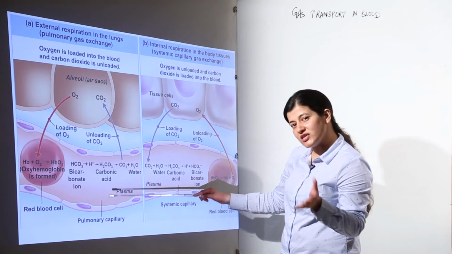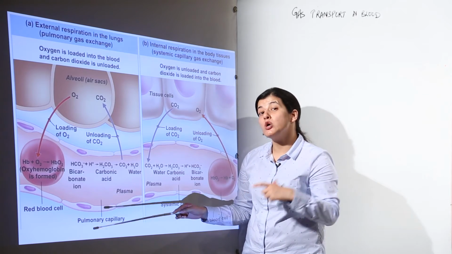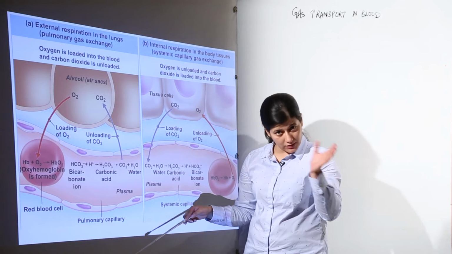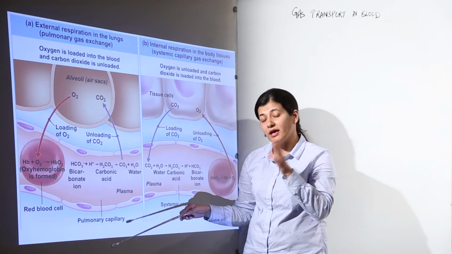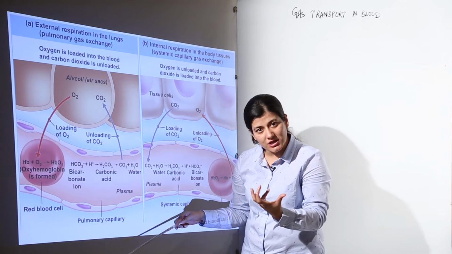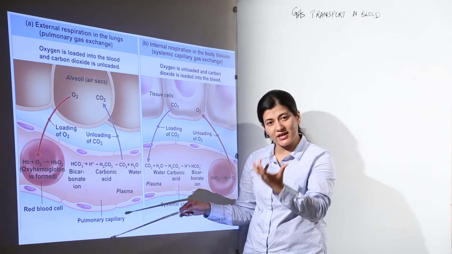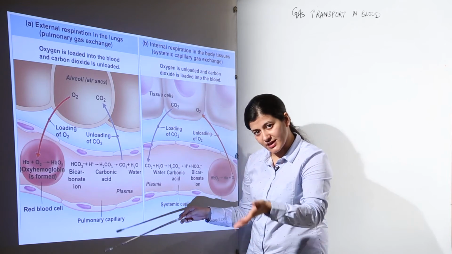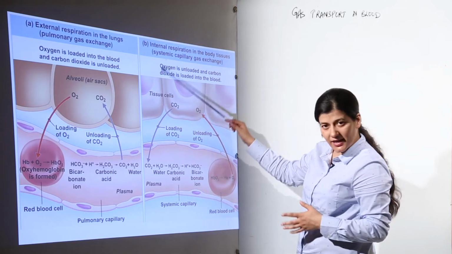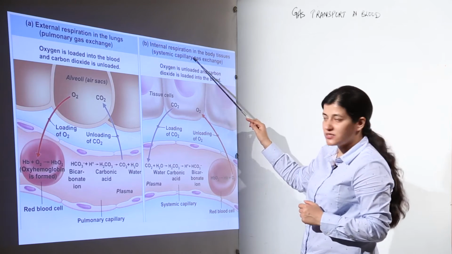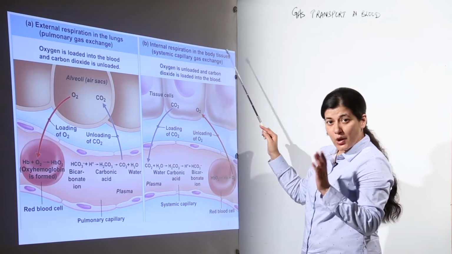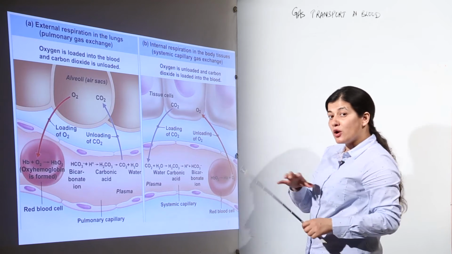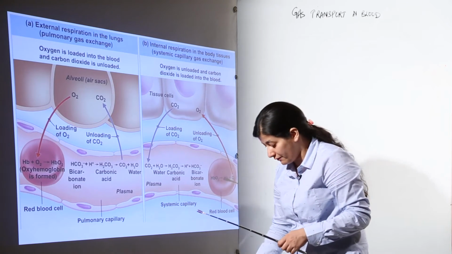Okay, the blood which has RBCs and plasma with a lot of bicarbonates inside it, because it has come with the carbonates, from the bicarbonates rather, is deoxygenated blood that has reached the pulmonary exchange site. It would take up oxygen and instead give carbon dioxide back to the alveoli. And the second representation is of internal respiration in the body tissues, where the systemic capillaries would be responsible for gas exchange. Now, what did systemic capillaries bring with them?